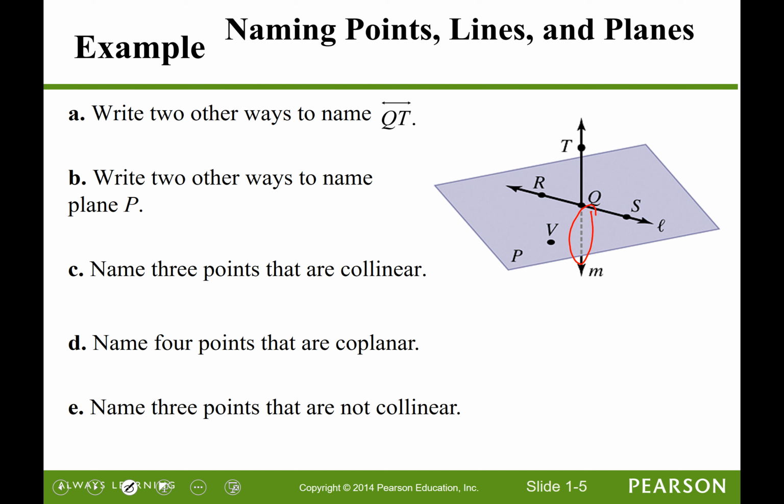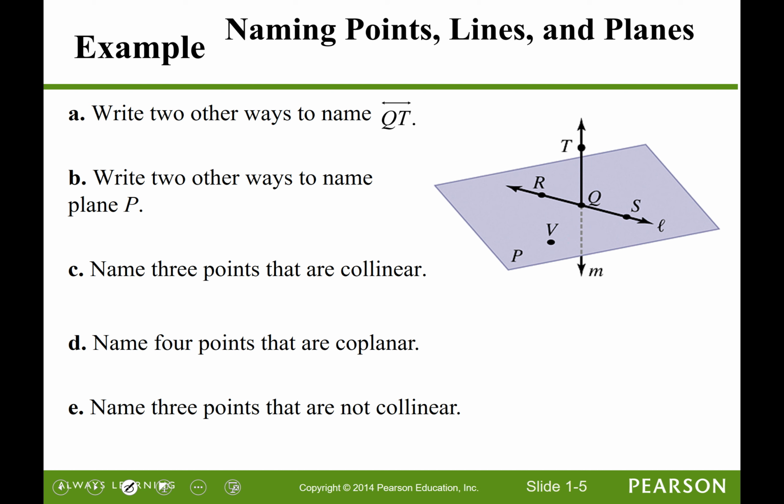Whenever you see a dashed line like that, it means that if you were actually holding this figure in your hands, if you were looking at it in 3-dimensional space versus the 2-dimensional space on our computer screens, you wouldn't actually see that part of the line. But it still exists, so we use a dashed line to represent it. So back to part A. Write 2 other ways to name that line QT.